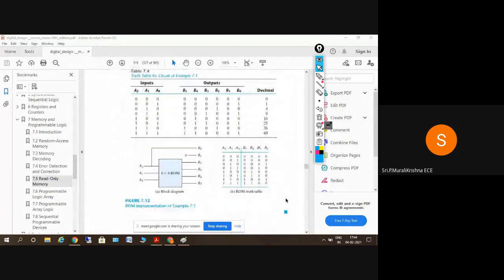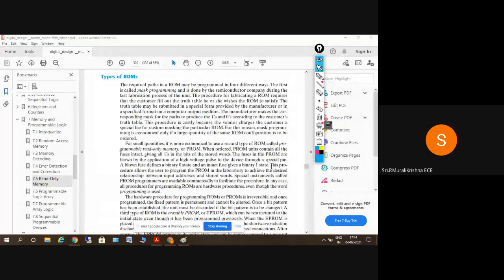We'll blow the fuses whenever there is a zero, and we'll keep the fuses intact whenever there is a one. Okay, so you can check here the PROM. When ordered, the PROM units contain all the fuses intact, giving all ones in the bits of the stored words. The fuses in the PROMs are blown by the application of a high voltage pulse to the device through a special pin.